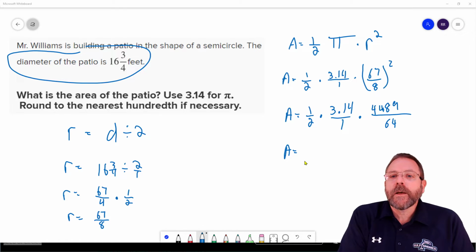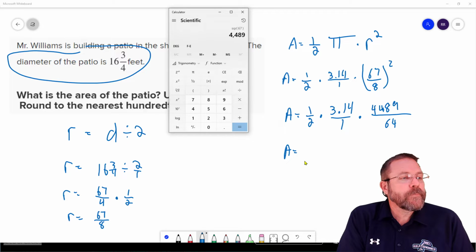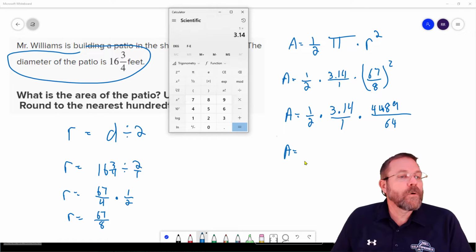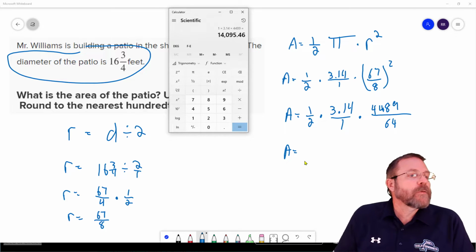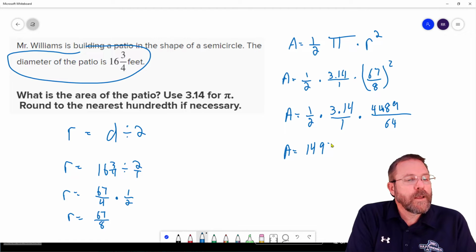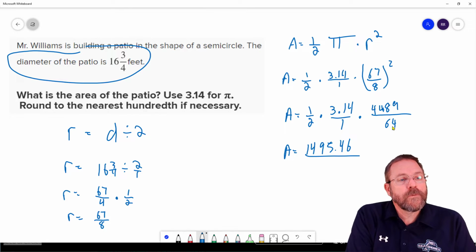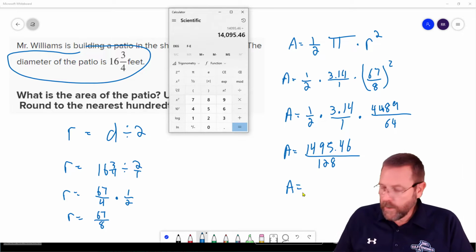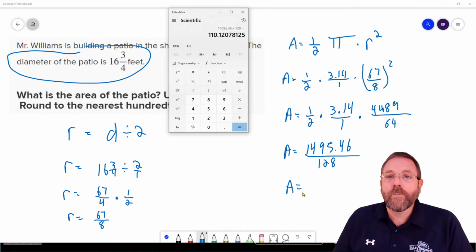Across the top, I'm going to have, let's see, what do we have here? 1 times 3.14 times 4,489, and that's going to give me 14,095.46, divided by, on the bottom, 2 times 1 is 2, and 2 times 64 is going to be 128. Now the last thing we need to do to solve that problem is divide that numerator by the 128 and hope that we did everything right.